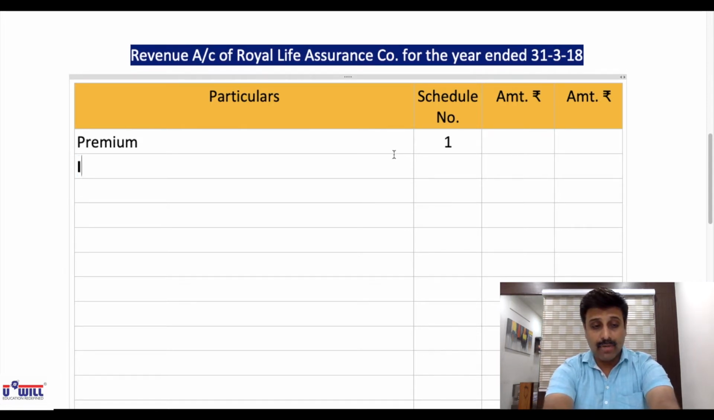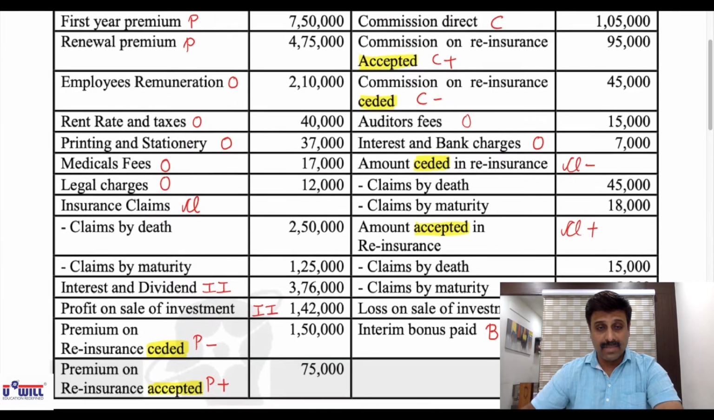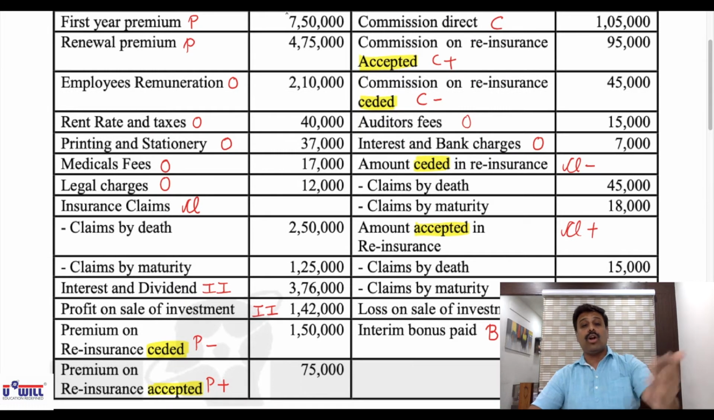Now the next item we show is income from investment. For this we don't make any schedule. So right now itself we will record all the items over here. Let us record all the items marked as II, income from investments. For those items for which we are not making a schedule, we will directly record them over here itself.